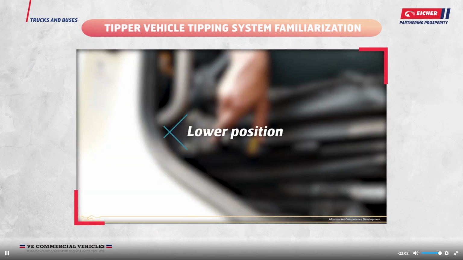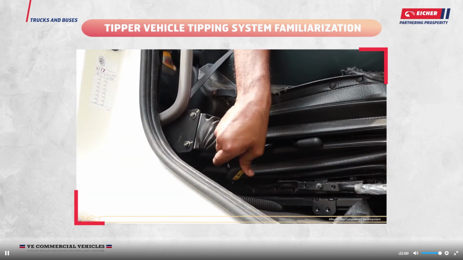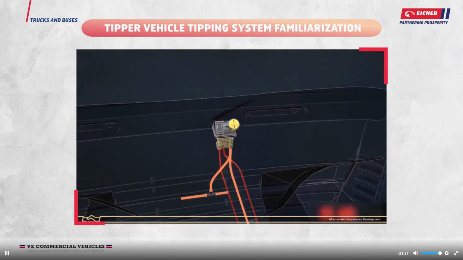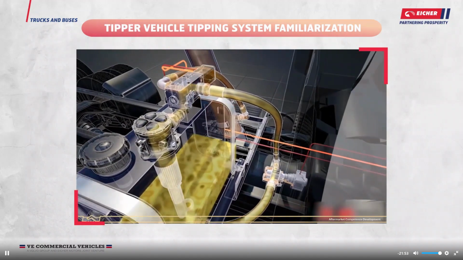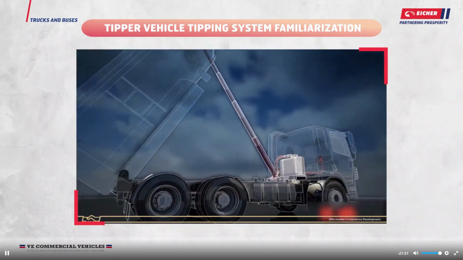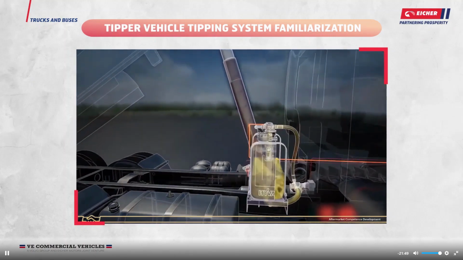Lower position. When the lever is in lower position, hydraulic oil returns from the cylinder to the oil tank because of the weight of the tipper body. The cylinder will be retracting and automatically the tipper body will be lowering.